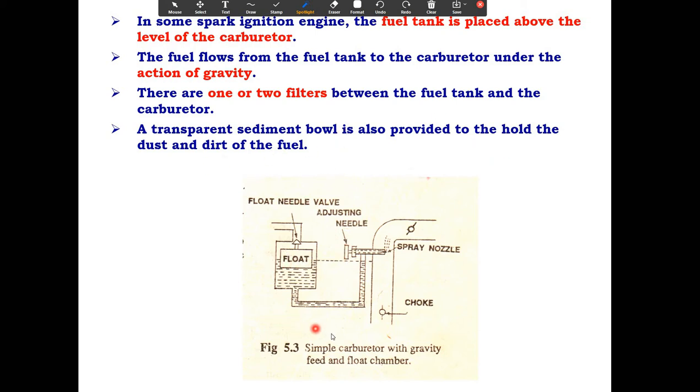So you can see here the simple carburetor with the gravity feed and float chamber. You can see the float needle. This is the float. Okay. This is a valve, adjustable needle and spray nozzle, and choke here.